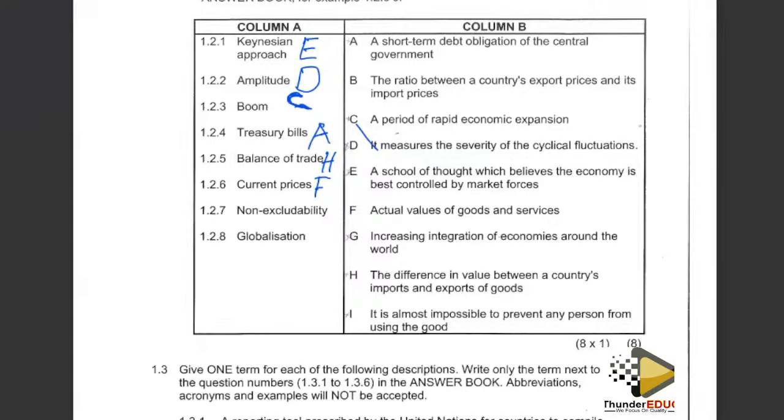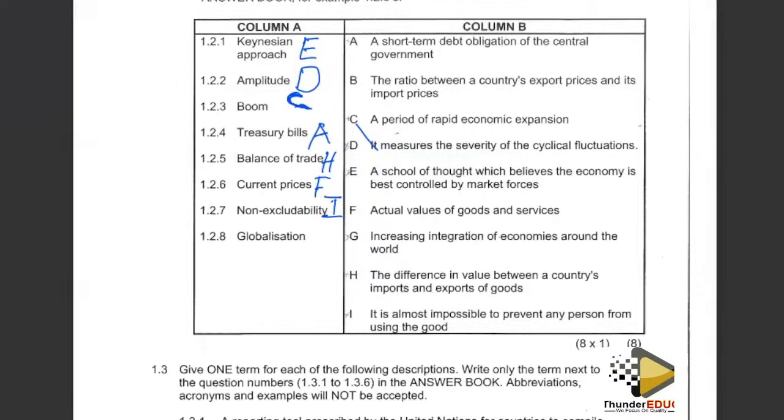And we have a different set of examples under public goods, and you can't exclude someone from using or utilizing such commodities. Why? Because they are public ones. They are free. They don't have a price, just like economic goods. So in this regard, our appropriate answer is I: it is almost impossible to prohibit any person from using the good. Okay, right, grade 12. So now let's move on to the next question.